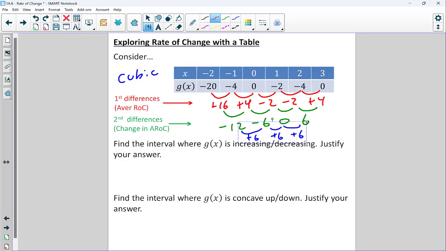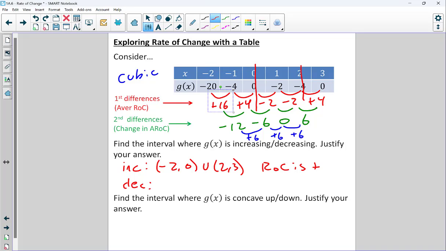Where is it increasing? Increasing where the rate of change is positive, so from negative 2 to 0, and how about 2 to 3? Because the rate of change is positive, it is decreasing from 0 to 2. Because the rate of change is negative.